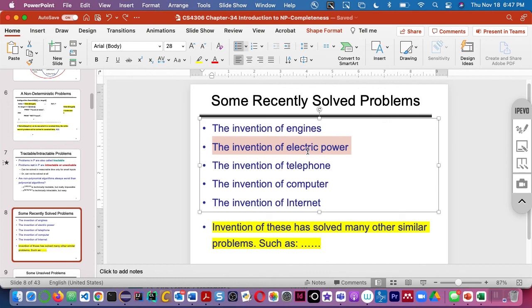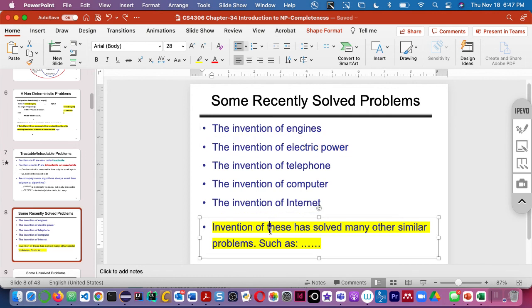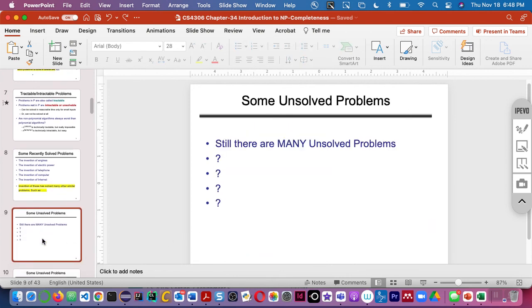Okay, I told this class we want to make it collaborative. The invention of this has solved many similar problems. We know that one. But still there are a lot of unsolved problems in this world. I have a list, but let me hear your thoughts. Can you tell us some unsolved problems? There are some problems in this world still not solved.